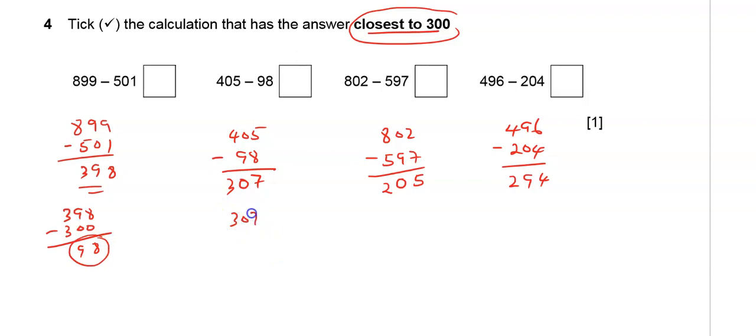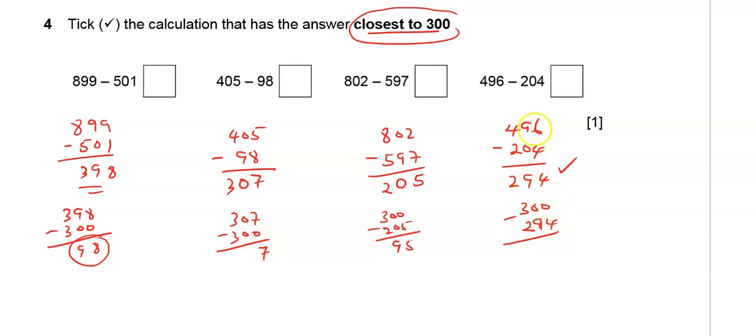What about 307? Take away 300. It's going to be just 7. What about 300 minus 205? It's going to be 5 for 9, 95. What about 300 take away 294? This is going to be 6.